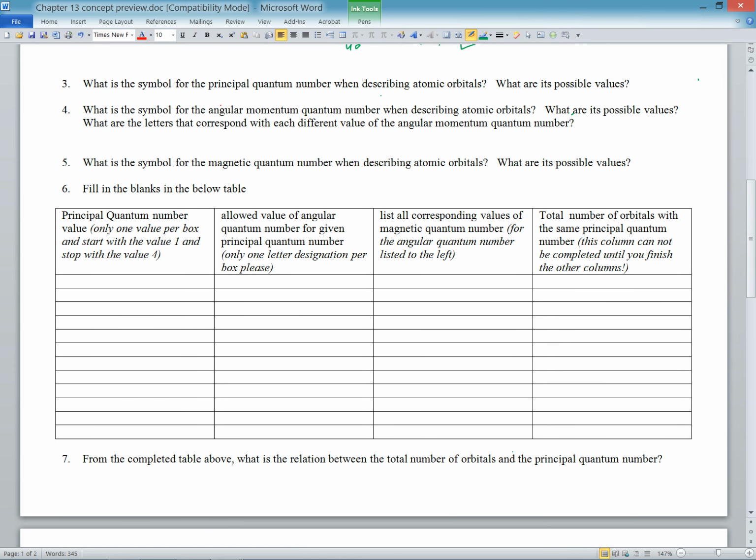What is the symbol for the principal quantum number when describing atomic orbitals? We're talking about atomic orbitals for which atom? Hydrogen. All right. Little n. What could it be? Ashley, you remember? No, periodic table is a big help, right? Remember, you could look at a periodic table and write the electron configuration of things.